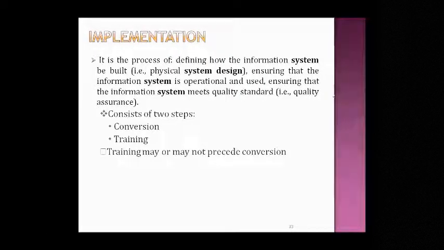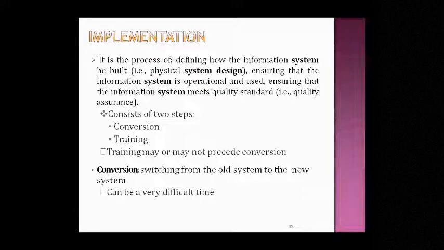Ensuring that the information system is operational and used. So we make sure also that the information system meets the quality standard, for example the quality assurance. So we have the two steps, the conversion and the training. Wherein training may not precede conversion. Conversion is the switching from the old system to the new system. It can be a very difficult time.